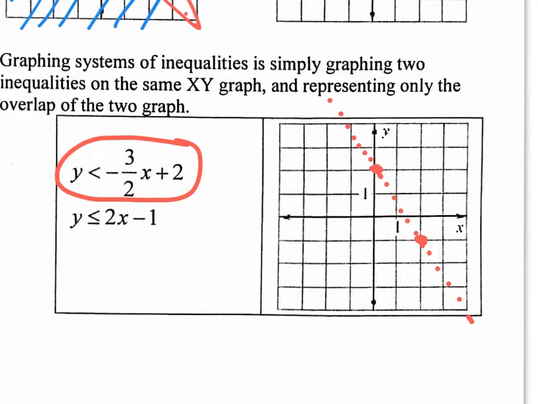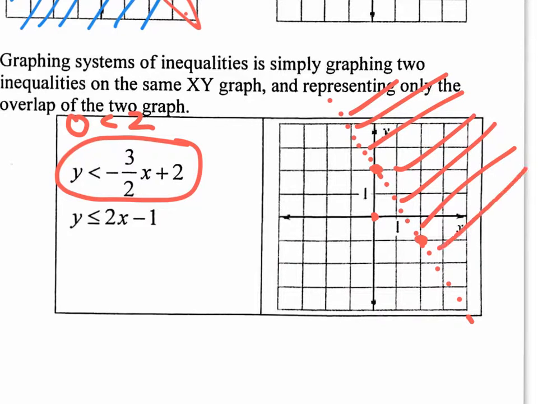Okay. And now I need to shade in either one side or the other side. So let's test the point 0, 0. Will it work? If I have 0 is less than negative 3/2 times 0, which is just 0, so I'm going to end up with 2 because 0 plus 2 is 2. Is 0 less than 2? No, it's not, right? So we're going to shade in which side? The upper right, correct?